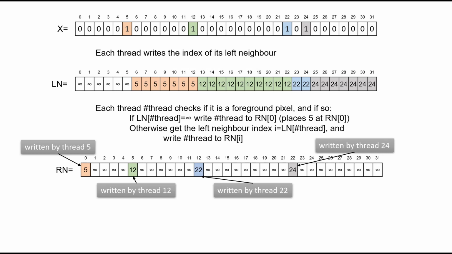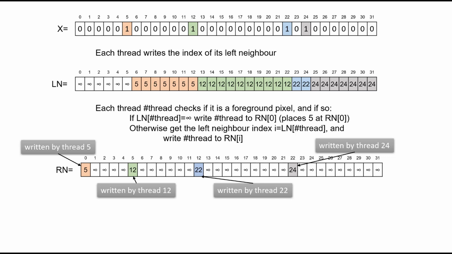Each thread writes the result of the left function to an array Ln, which is the index of its nearest left neighbour. Each thread will then check if it's a foreground pixel, and if so, it will check the Ln array at its index position. If the Ln array has infinity, which will occur for only one foreground pixel, that thread will write its index to the first position of Rn. Otherwise, it gets the position I of its closest left neighbour from the Ln array and writes its thread number to the Rn array at position I.